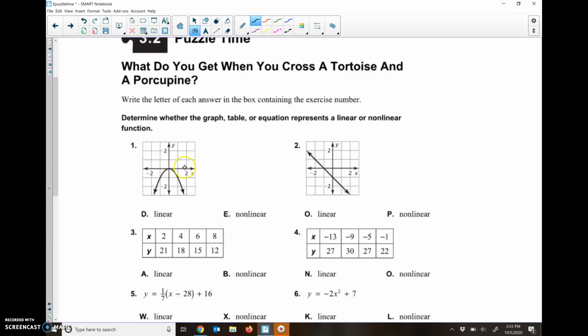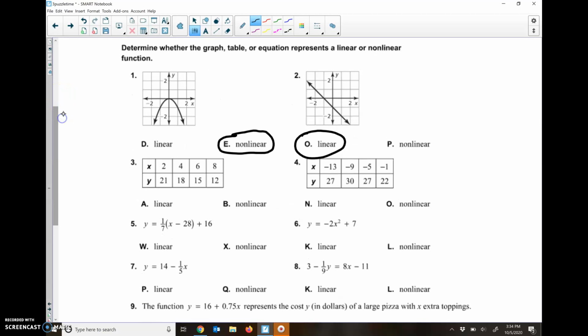So number one, we look at there, that is not a straight line. So that one's going to be non-linear. Versus number two, that is a straight line. So that one is going to be linear. So remember, the graph ones are the easiest to tell if it's linear or nonlinear.